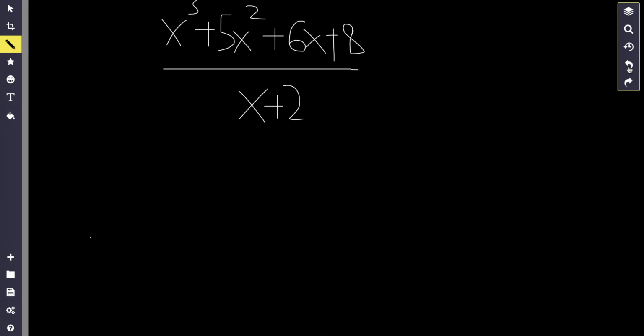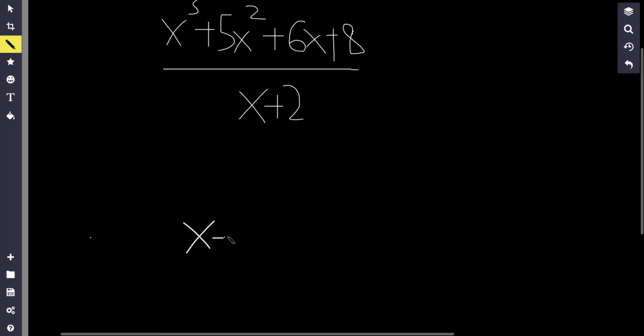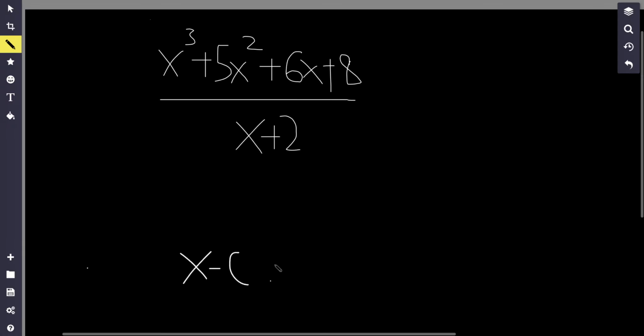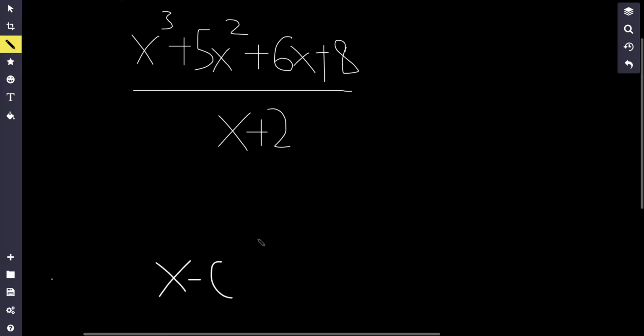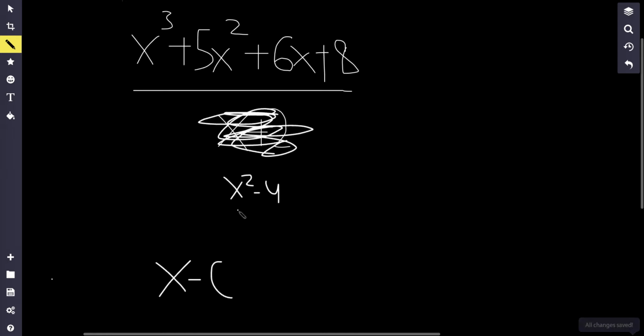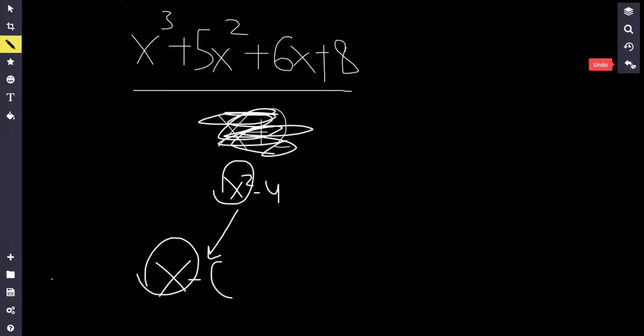So if you have something in the form of x minus some constant, then you can use synthetic division. For example, if I was dividing this polynomial by x squared minus 4, you'll notice this does not match the form x minus c, because it has an x squared term instead of an x term. So I cannot use synthetic division to divide this.